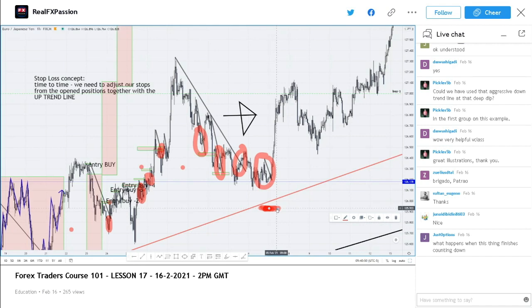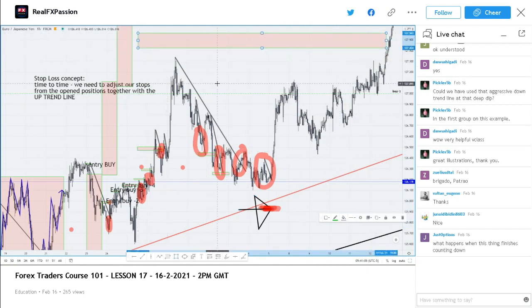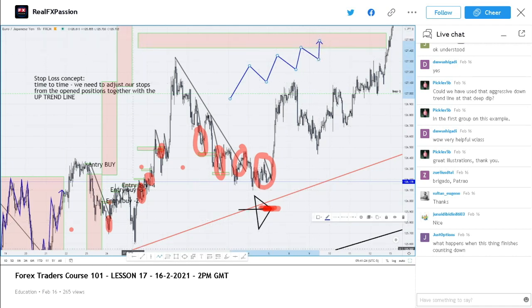So if we, as beginner traders, would just respect the rules of the stop loss, would every single position be a winner? Yes or no? Every single position would be a winner, yes or no? Until the trend is on its way, and respecting the uptrend line, every single position is going to be a winner. Make sense?